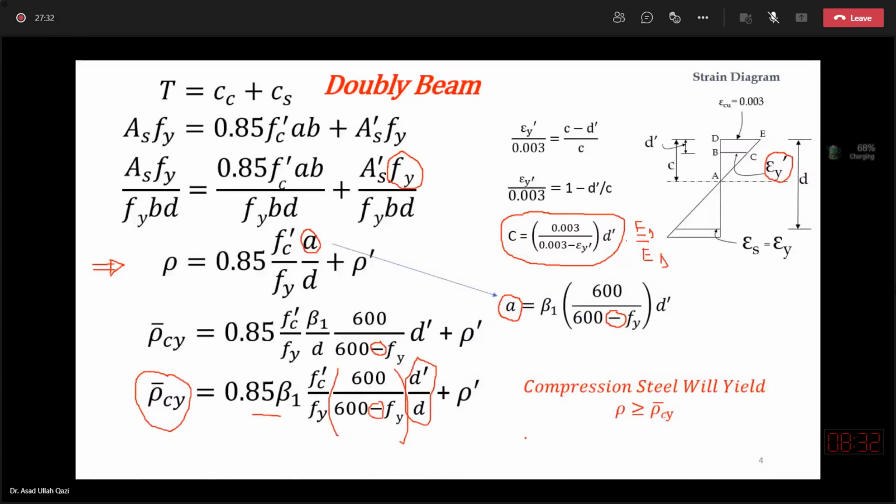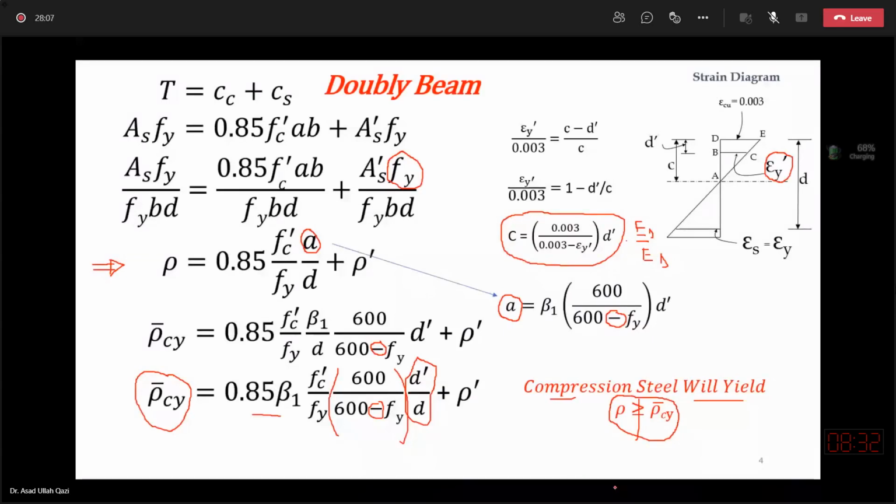And don't forget, if in the cross section your rho is greater than or equal to rho Cy, then compression steel will yield. If it is not greater than or equal to rho Cy, then it will be case 2 doubly beam. So now for classification of your doubly beams, you have three equations with you: rho max, rho balanced, and rho Cy.